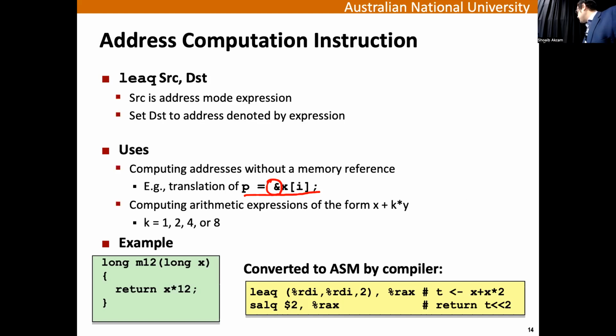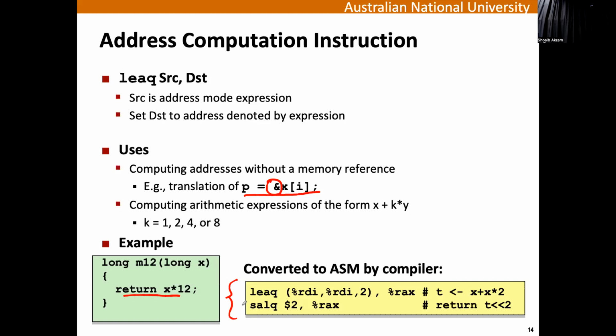So lea can also be used for doing ordinary computations, where you're not calculating a memory address, but you are just doing an arithmetic operation. So here, the function m12 says return x multiplied by 12, assuming that x is passed to the function in register. Which register is that? RDI. What we are doing here is, first we are saying RDI plus RDI multiplied by 2. All right?